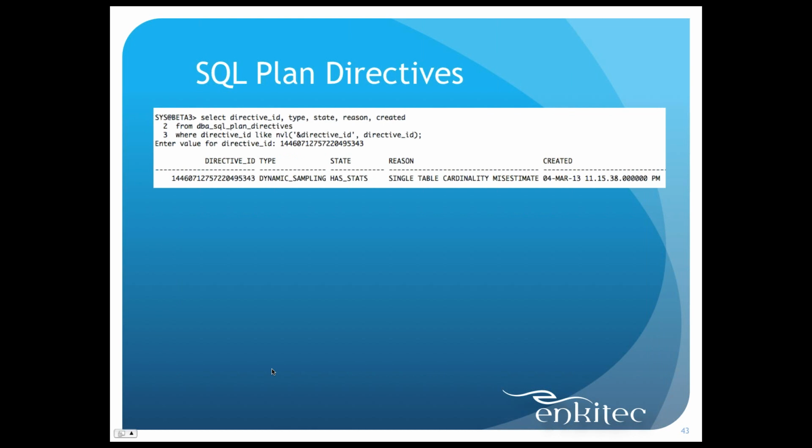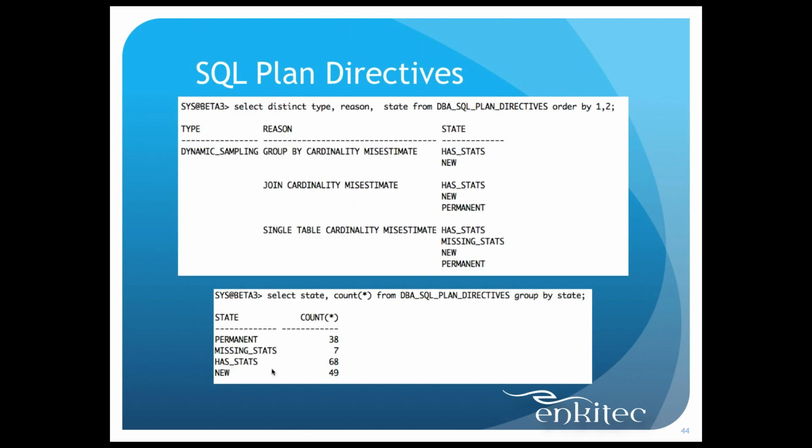When we look at the types and the state and the reason, the only type that is valid at this point is the dynamic sampling type. And we have a couple of different states. If we look here, I did a select from a 12c system that we had run some workload on, and dynamic sampling was the only type that showed up. There's a couple of different reasons that showed up in my system, and then we had several different states.